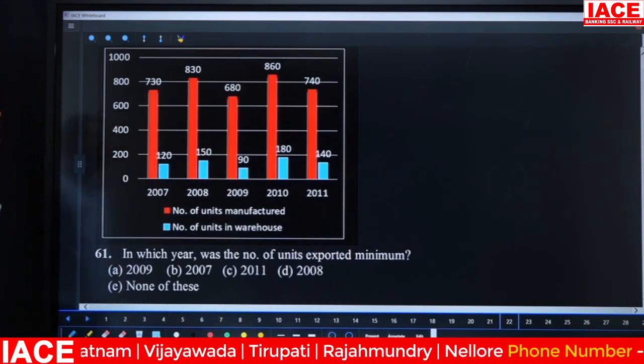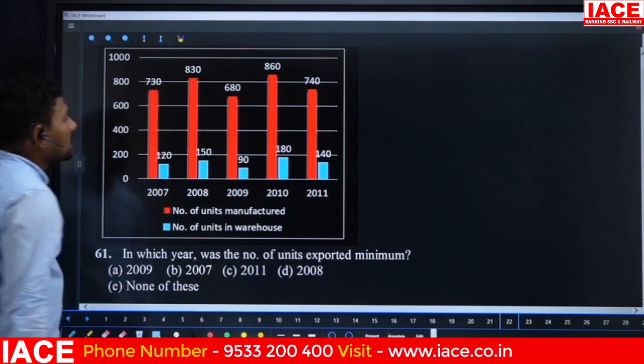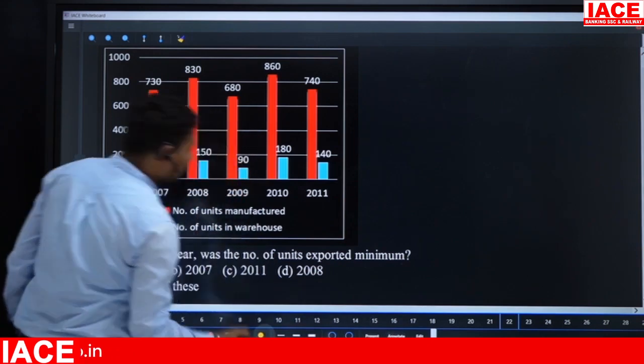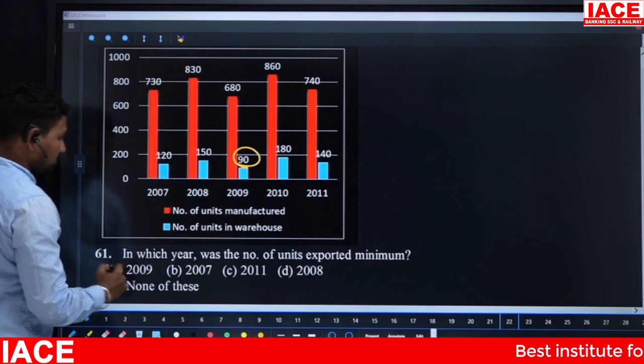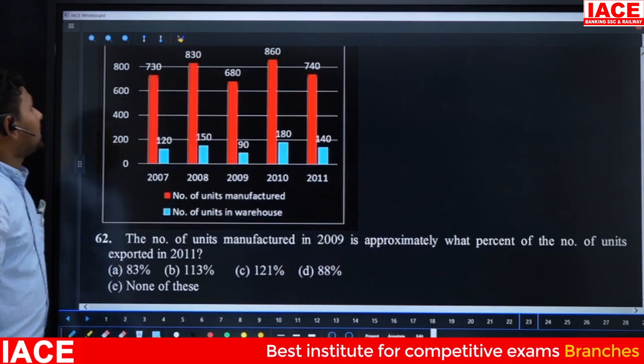Go for the next question. In which year was the number of units exported minimum? Minimum exported value. By looking at the numbers, you can easily understand only 90 is the lesser value. Then which year does it belong to? 2009. Our option is A. It's a direct question, the previous one.